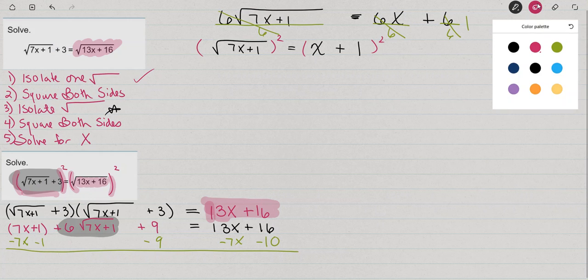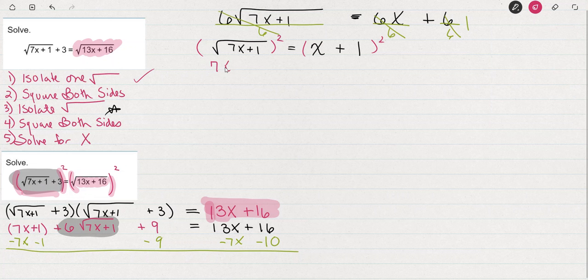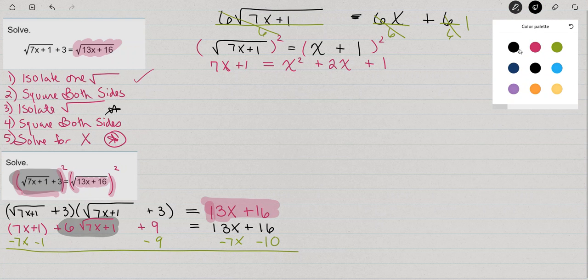When I square the square root, I get 7x plus 1, because the radical, the square root, and the square undo each other. And when I square the right side, x plus 1 times x plus 1, I'm going to get x squared plus x plus x, so that's plus 2x, plus 1 squared, which is 1. Squared both sides, so now I'm down to the last step finally, right? Now I'm going to solve for x. This is a quadratic equation.